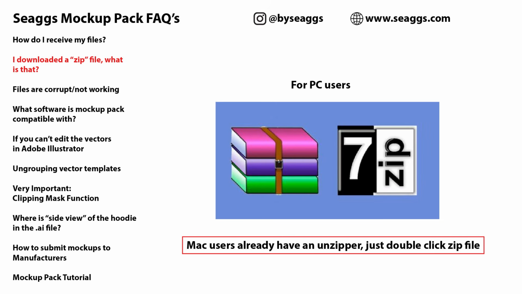If you're on a PC, 7-zip or WinRAR is needed. Sometimes your operating system will already have an unzipper. Macs should have no problem. There should already be an unzipper on a Mac, so just right-click the zip file, unzip, or just double click it and it'll unzip automatically on the Mac.